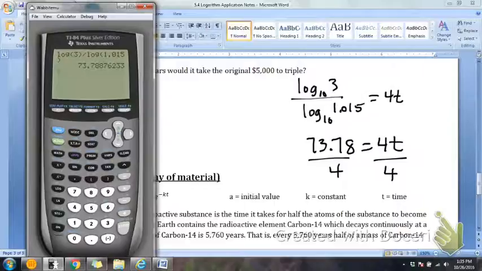What happens when we divide by 4 on each side? 18 and a half years. Does that sound more feasible than 73 years? Yes, it does, right? So then we're going to write our sentence. Go ahead and see what you can come up with for your sentence.